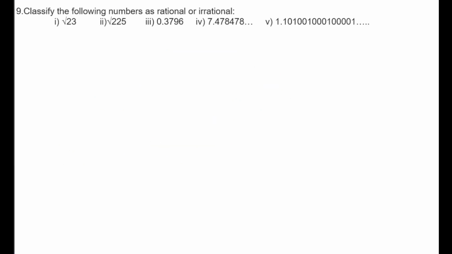Now let us do the last question from the exercise, which is to classify the following numbers as rational or irrational numbers. So let me just repeat myself. If a number is a rational number, you need to represent that number in the form of p by q, where both p and q are what? Integers, and this q is not equal to 0. So that is the definition for a rational number.